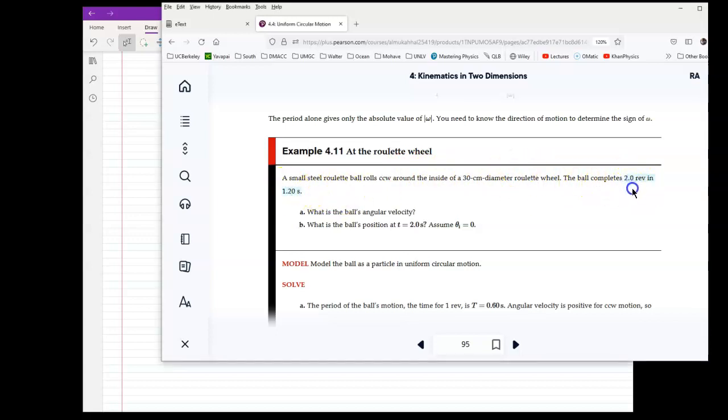So what is that, 2 revolutions per 1.2 seconds? We can think of it as a frequency. Again, we want it in hertz. And now the question is, what is the ball's angular velocity, which means omega, and what is the ball's position at the second when theta is equal to 0? All right, let's see how we do this one.